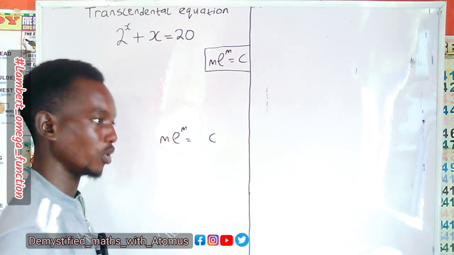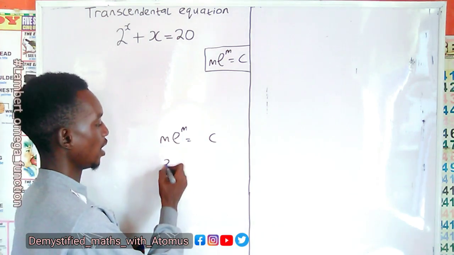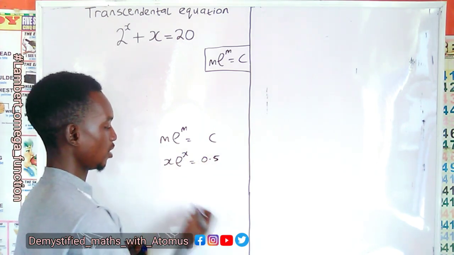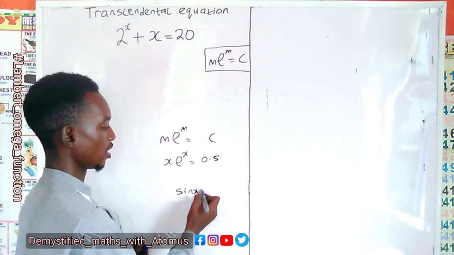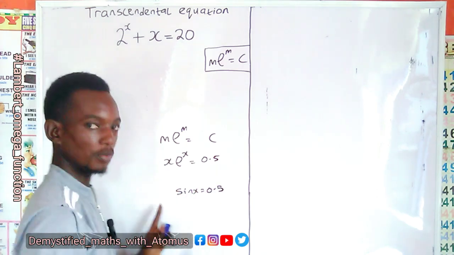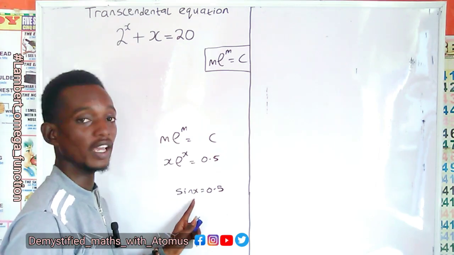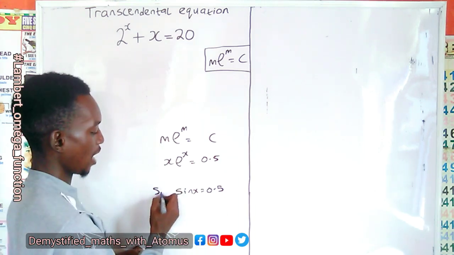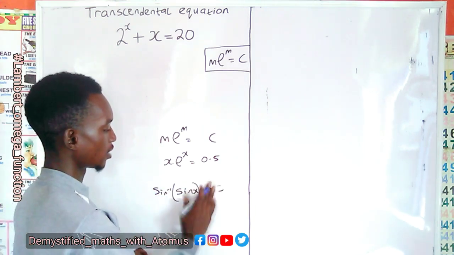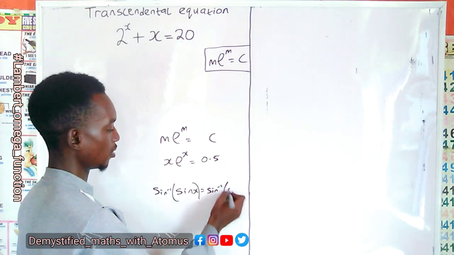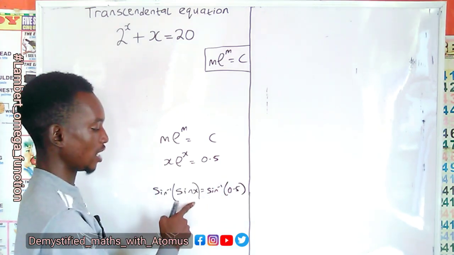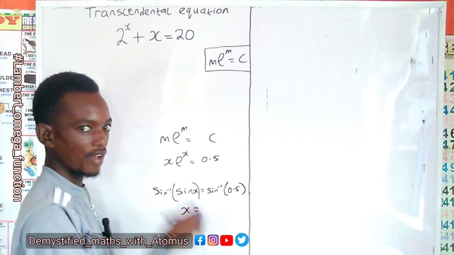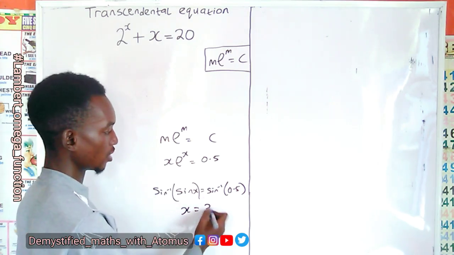So let's give one equation. Let's have an equation like x e raised to the power x equals 0.5. In the same way we have sine x equals 0.5. From the trigonometric function, if you want to get the value of x, of course we take arc sine of both sides. So that will be arc sine of sine x, then arc sine of 0.5. We know arc sine will cancel sine, and x will remain. Then arc sine of 0.5 using our calculator will give us 30.